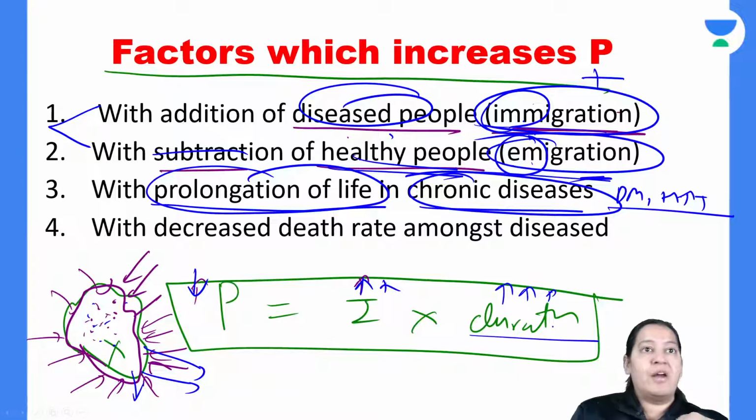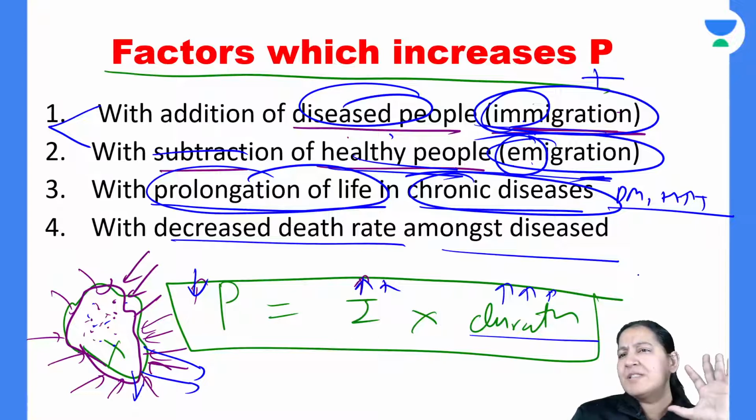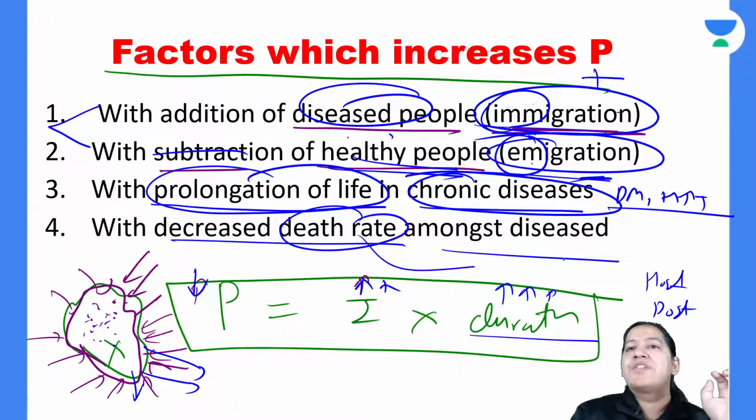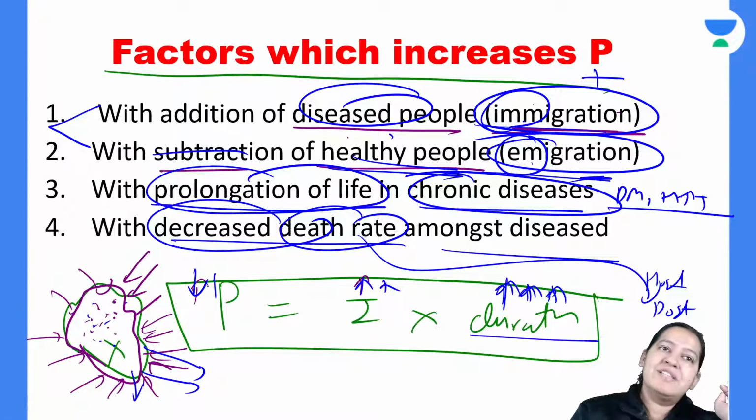You are increasing the duration by giving treatment, right? And decreasing the death rate among the disease, right? In your city, there are multiple super specialty best hospitals available, best doctors are available. So very few people are dying in your city because you have a decreased death rate. So with the death rate coming down, diseased people on this earth are staying longer, right? So you are increasing the prevalence, right?